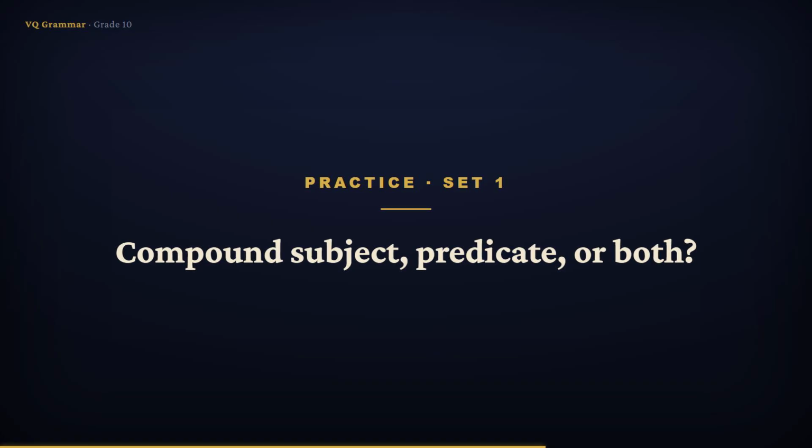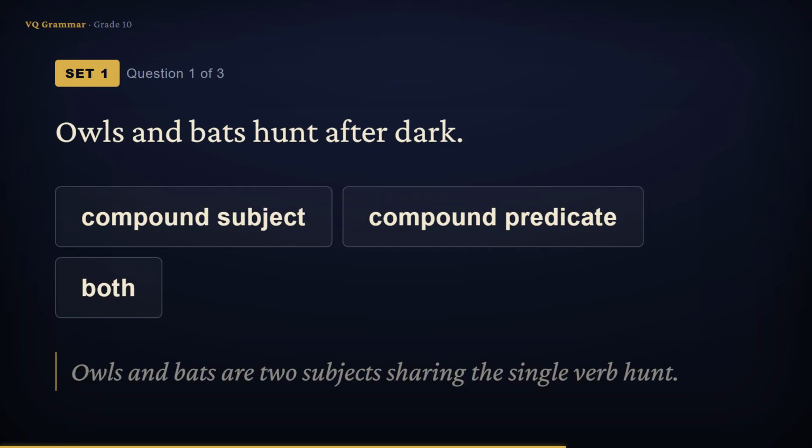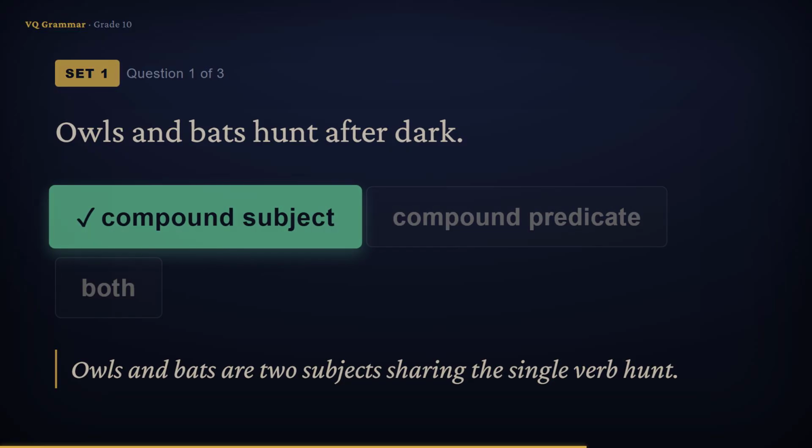In this first set, I'll give you a sentence, and you tell me what has been doubled: the subject, the predicate, or both of them. Pause the video and decide before I reveal each answer. Owls and bats hunt after dark. Who hunts? Owls and bats. Two subjects. And how many verbs are they leaning on? Just one, hunt. Two subjects, one shared verb, so this is a compound subject.